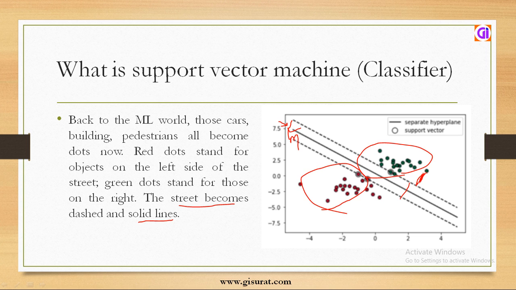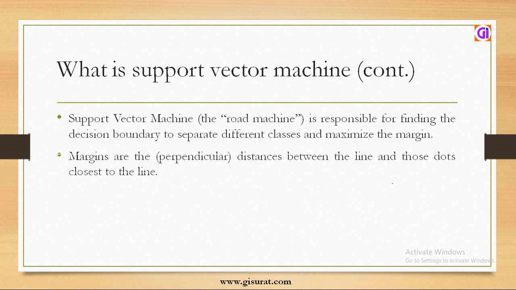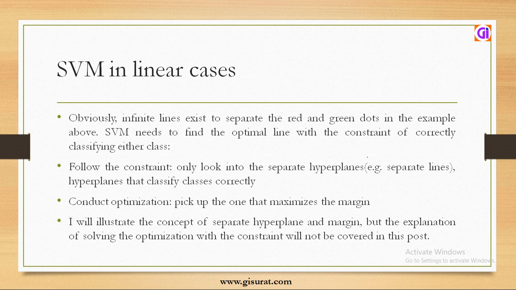And this is known as the margin. Margin means the perpendicular distance between any point and the dashed line. That's the margin. Let me read this. Support vector machine is responsible for finding a decision boundary. What is the decision boundary? That's nothing but the dashed line, to separate the different classes and maximize the margin. Margin is the perpendicular distance between the line and those dots. Okay, this is the overview we are taking.